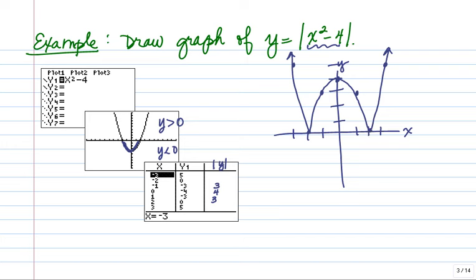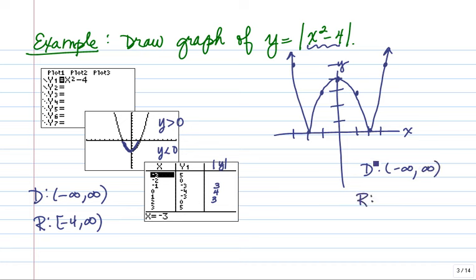Now what's the domain and range? Well, even of the original function, the domain is negative infinity to infinity. My range of the original was that bottommost y value, which was negative 4, to infinity. Well, of the absolute value of that function, my domain did not change, but the range is now what? From 0 to infinity. Okay? Again, absolute value does what? It makes everything greater than or equal to 0.